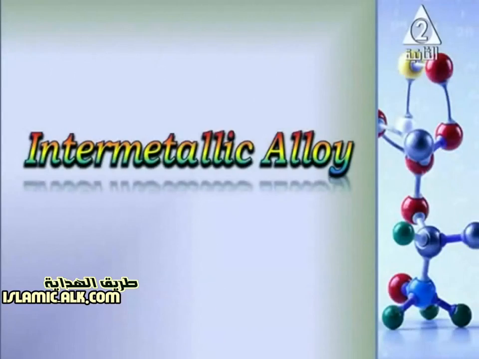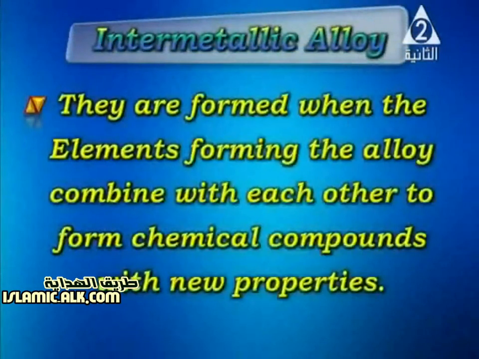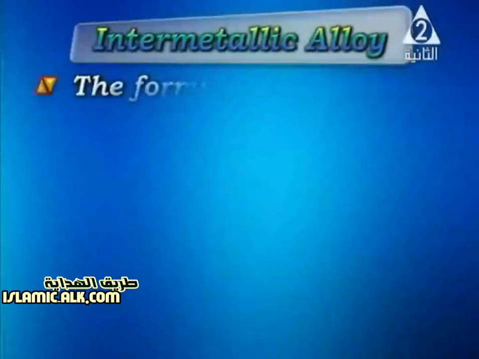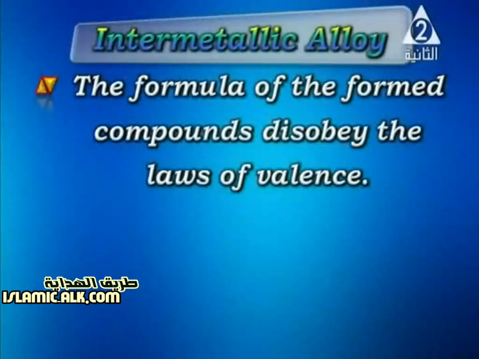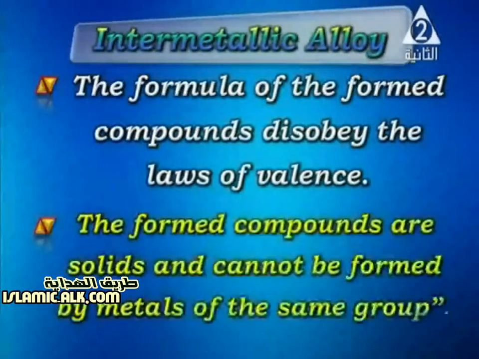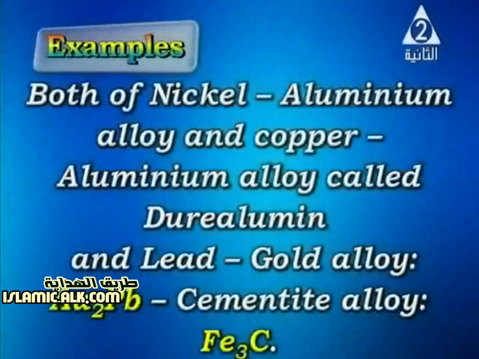The intermetallic alloys are formed when the elements forming the alloy combine with each other to form a chemical compound with new properties. The formula of the formed compound disobeys the law of valence. The formed compounds are solids and they cannot be formed by metals of the same group. For example, nickel-aluminum alloy, the copper-aluminum alloy called duralumin, lead-gold alloy that has chemical formula Au2Pb, and cementite alloy Fe3C.